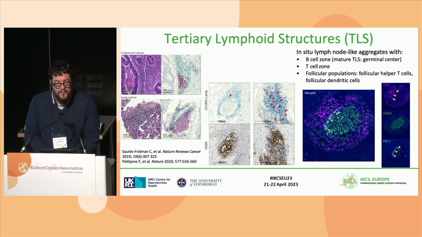Inside this tumor microenvironment, we can sometimes find structures called tertiary infrastructures. These TLS, I will just call them TLS for short in the rest of my talk, are lymph node-like aggregates that are composed of a B cell zone that in mature TLS is actually a functioning germinal center. We have a T cell zone, and we have nearly all follicular populations that can be present, like follicular helper T cells or follicular dendritic cells.